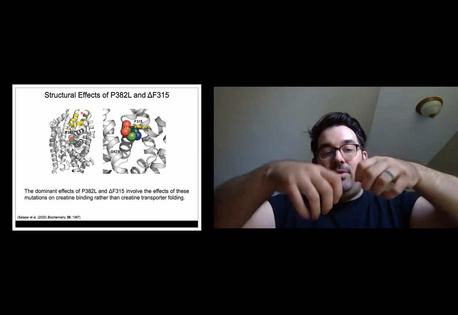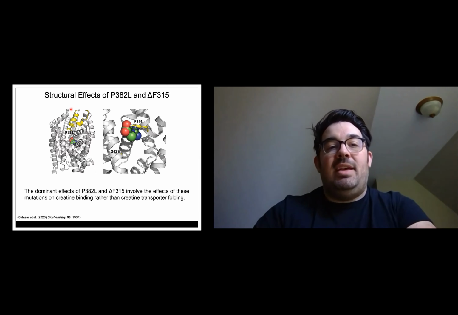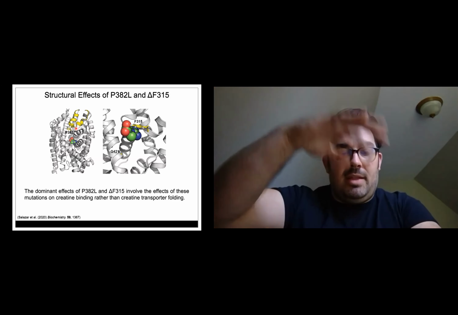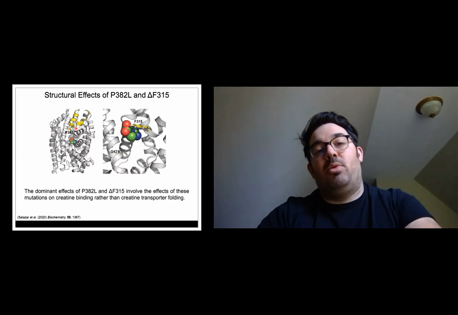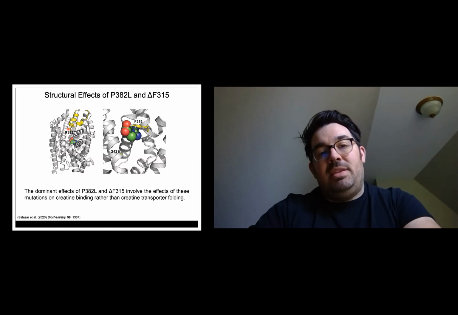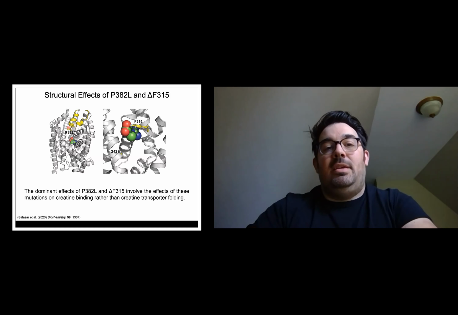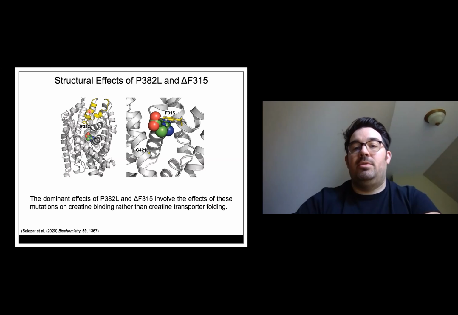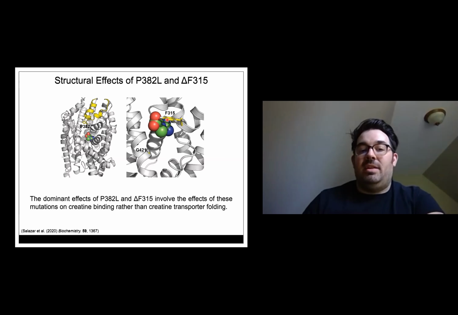It goes back and forth to pump creatine. And in between that cycle, this lid basically clamps down and closes the transporter. And the first residue that we see that impairs function should make it more difficult for the transporter to close. This one has a deletion of this phenylalanine 315.